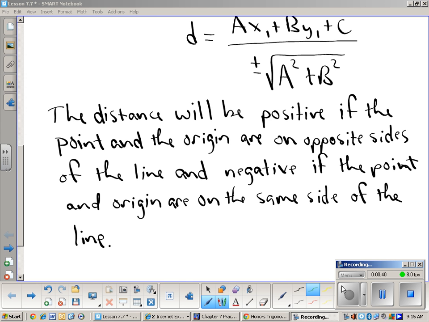The distance will be positive if the point and the origin are on opposite sides of the line, and negative if the point and origin are on the same side of the line. The reality is, if they're asking for the distance, you're always going to report a positive number. But sometimes when you're doing the work, you'll get a negative number. And so what this really means is when that's negative, the line and the point are both on the same side of the origin. If you get a positive number, that means the origin is between your line and your point.